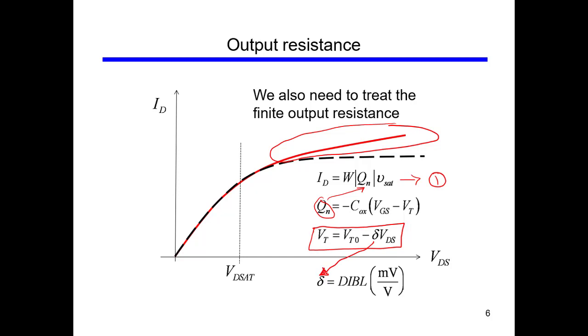And what does DIBL mean? DIBL means that an increase in VD, which is the drain voltage, reduces the threshold voltage VT.